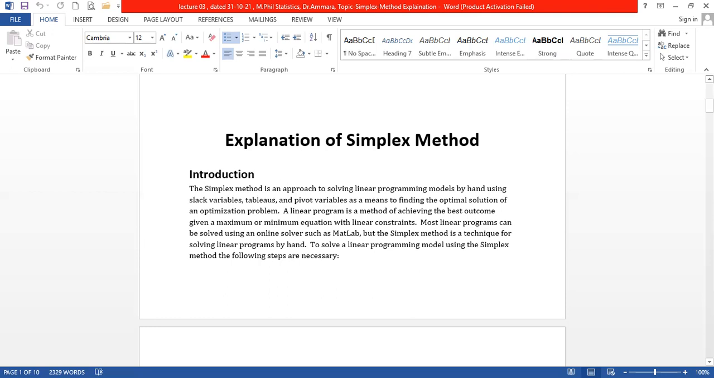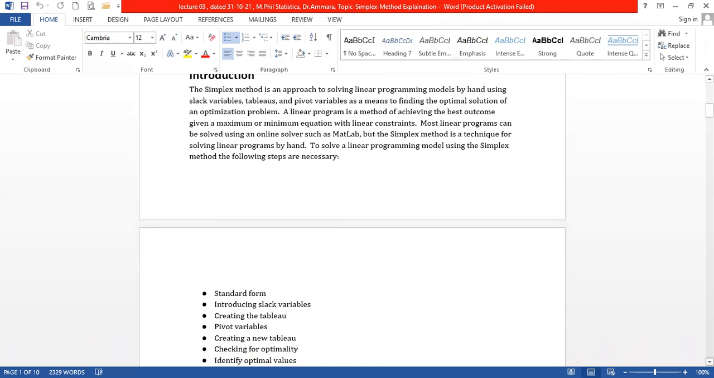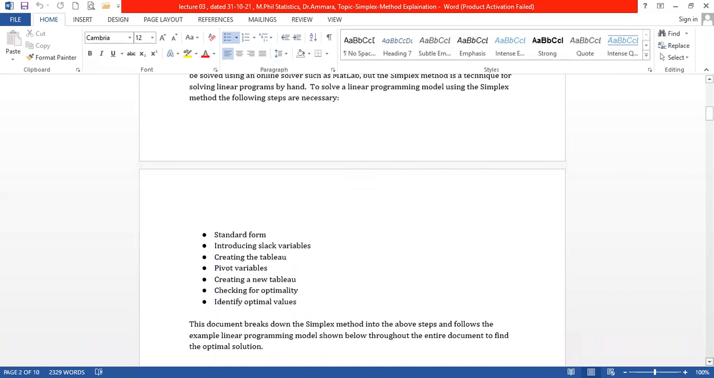So if we look at the definition of the simplex method, it is an approach for solving linear programming models by introducing slack variables or surplus variables, and by tabulation methods and pivot variables as a means of finding the optimal solution of an optimization problem. A linear programming is a method, as we all know, to achieve the best outcome given an objective function with the help of linear constraints.